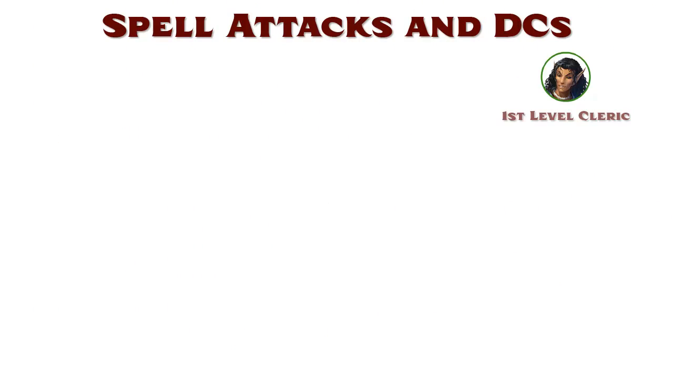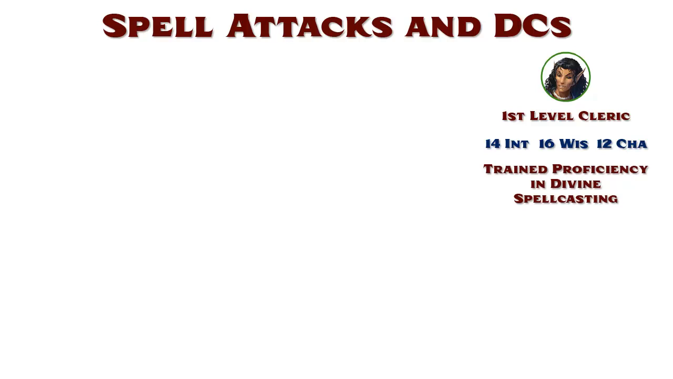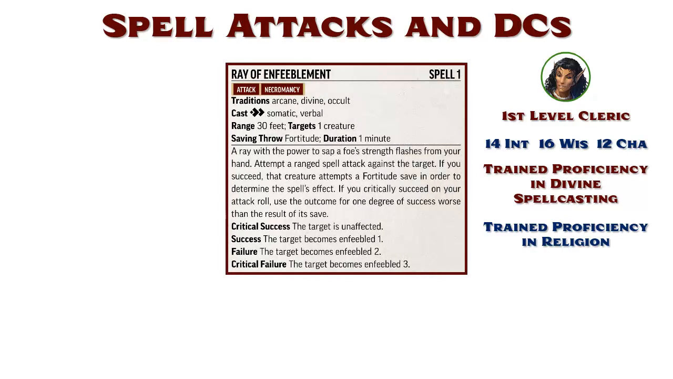Lathander is a first-level Elven Cloistered Cleric of Abadar. He has a 14 Intelligence, 16 Wisdom, and 12 Charisma, and he has trained proficiency in Divine Spellcasting and trained proficiency in the Religion skill. He wants to cast Ray of Enfeeblement at a Goblin.